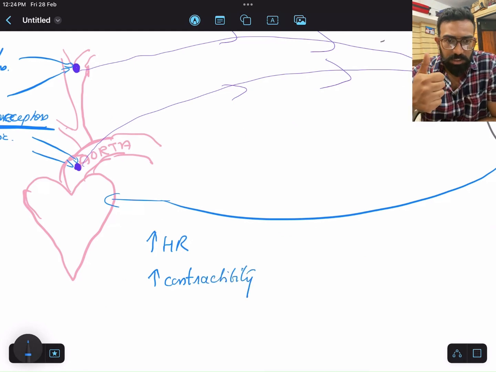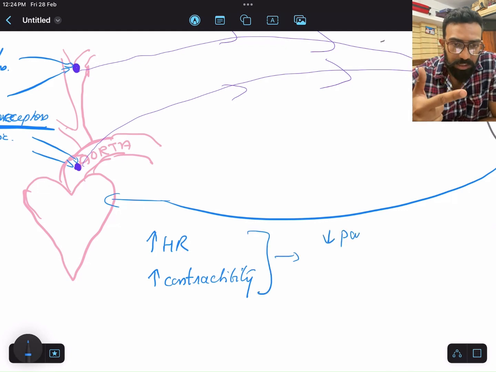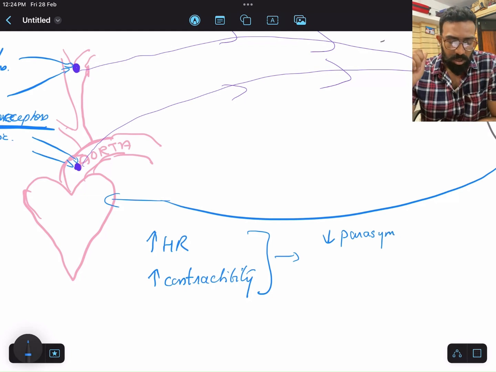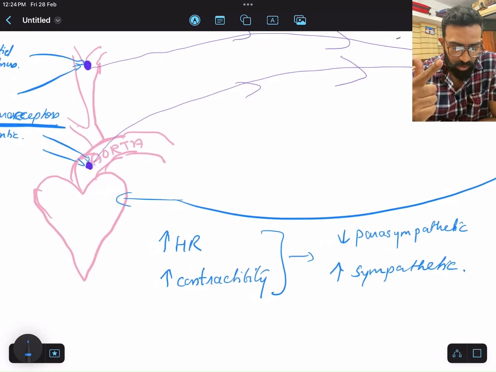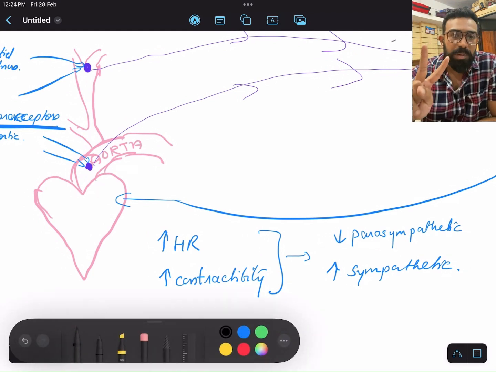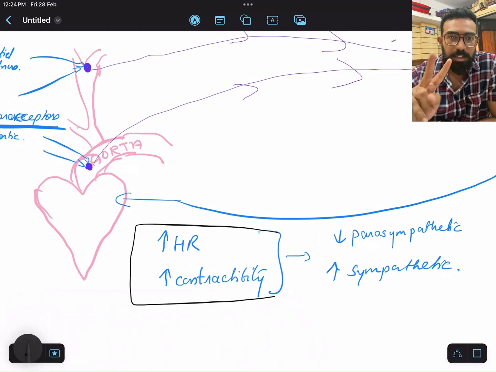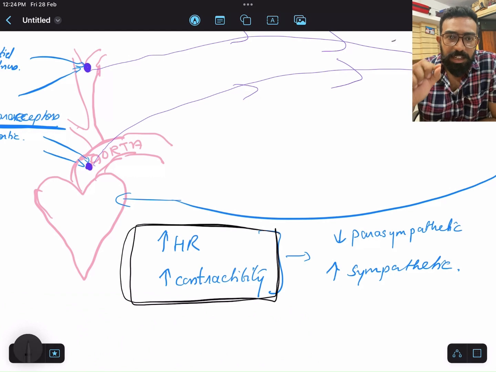It is going to increase the sympathetic stimulation and decrease the parasympathetic stimulation. So there will be a decrease in parasympathetic stimulation and an increase in sympathetic stimulation. That will cause an increase in the heart rate and an increase in the contractility. So these are the two mechanisms by which the heart maintains its blood pressure.